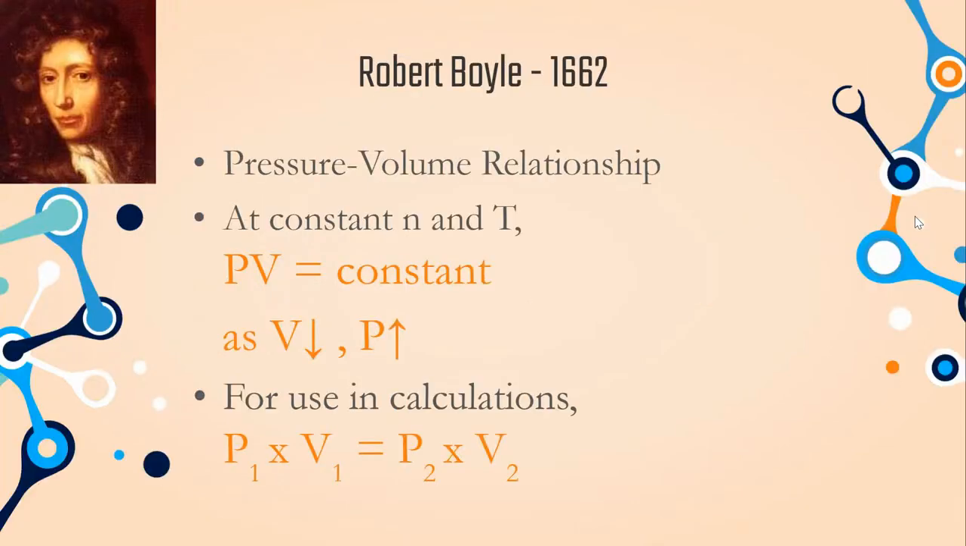So first, let's talk about Boyle's Law. Boyle's Law is our pressure-volume relationship. Basically, what it says is that if you keep the amount of gas, n, constant and the temperature constant, then the product of pressure and volume will also be constant. Or, as we've talked about before, as volume goes down, pressure will increase. As far as calculations go, the product of an initial pressure times an initial volume, P1 and V1, is equal to the final pressure times the final volume. So we can use this to predict final conditions based on initial conditions.